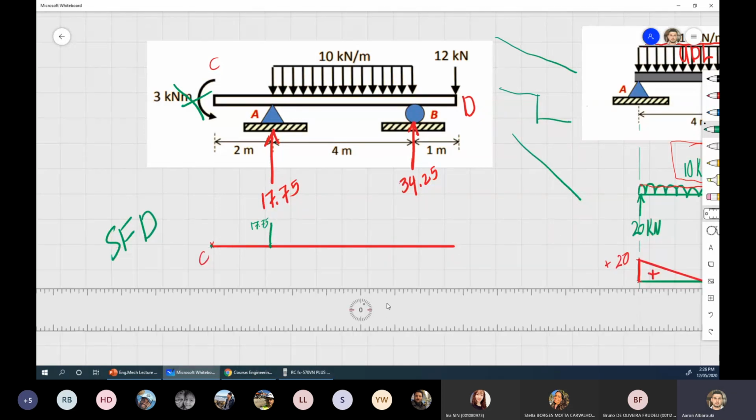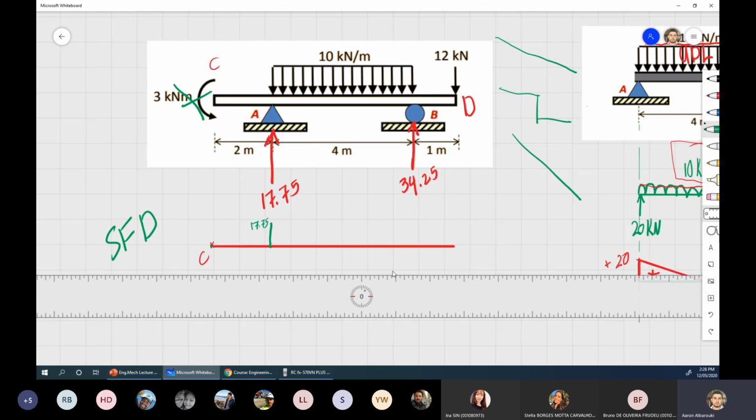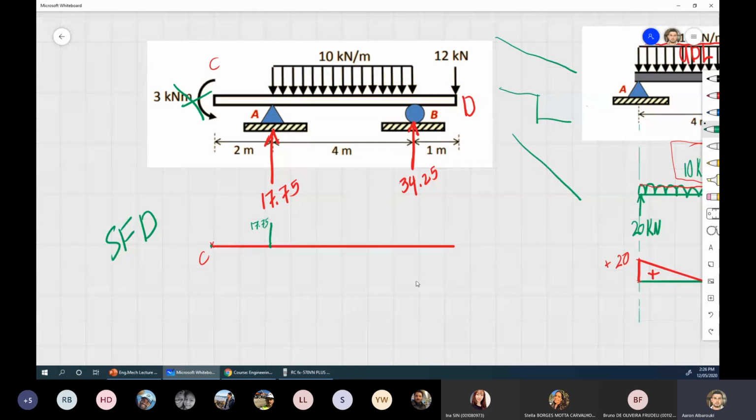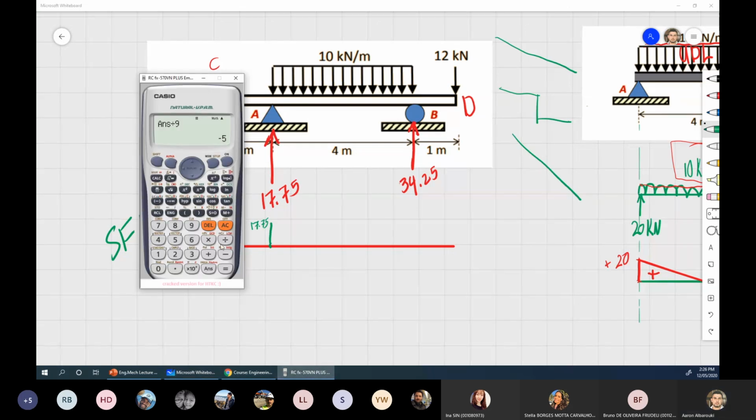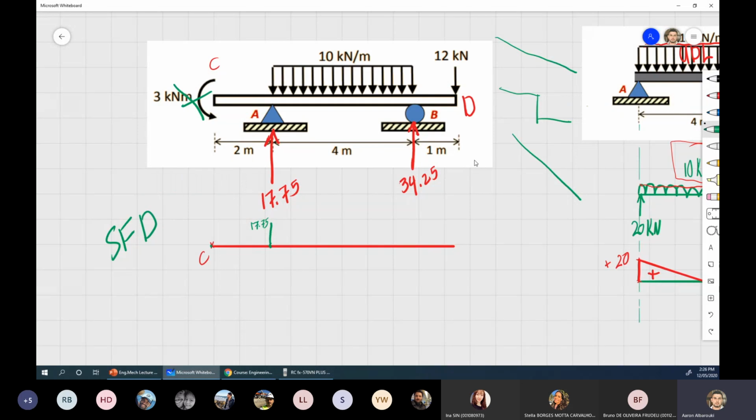That means I have to go down from 17.75 to... now, I don't care about the reaction here. Because if you followed what you had in mind before, that means you should go down to 34.25. I don't care about this value here. All I care about, I'm at 17.75. I have to go down by the amount of this force, which is 40 kilonewton. So 17.75, take 40, and that will take me down to 22.25 negative.